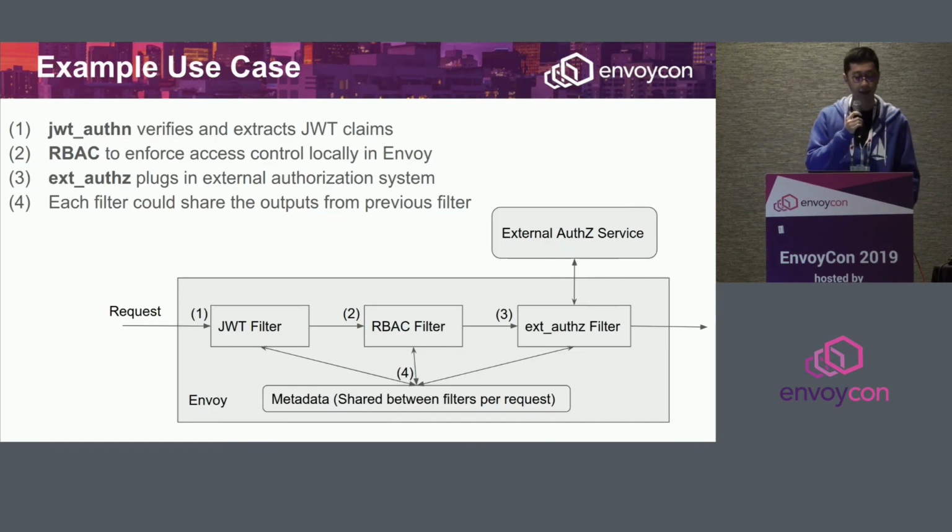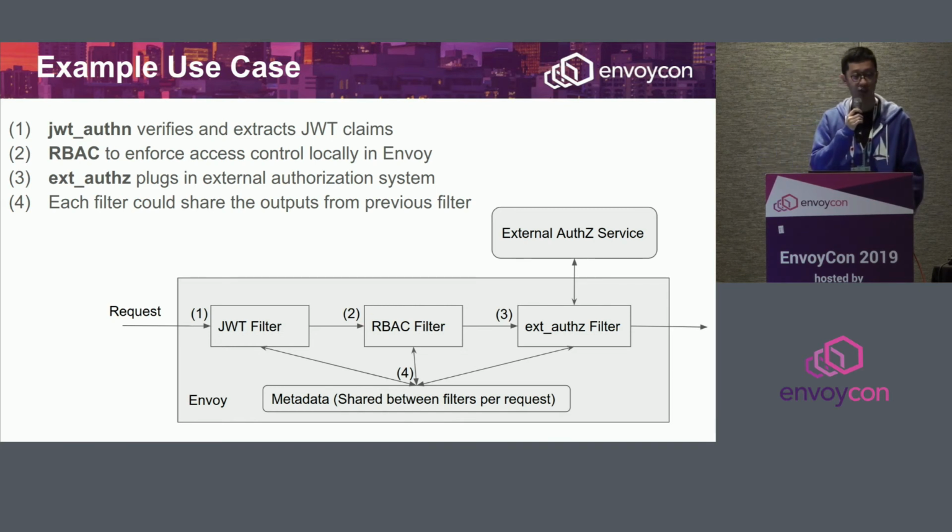So one example, and maybe a little bit extreme use case, is to use all of these filters together. You put the JWT filter in front of the filter chain that does verification and extracts the JWT tokens. You put the RBAC filter in the second place that enforces access control right in Envoy. And if that's not enough, you put your external authorization filter in the end that talks to your external authorization system to do some additional access control work.